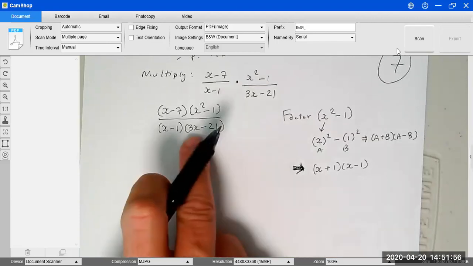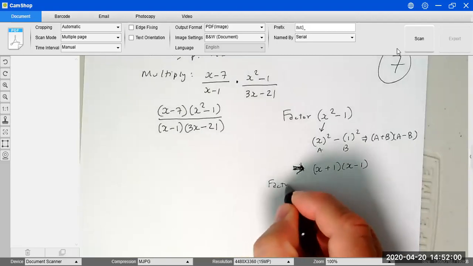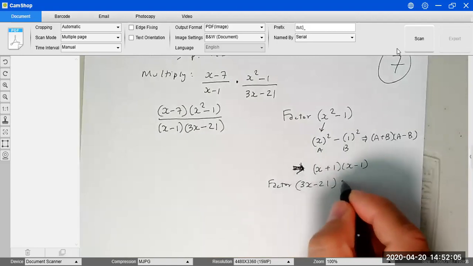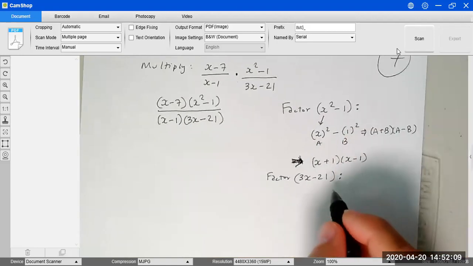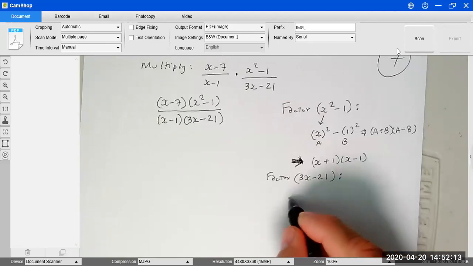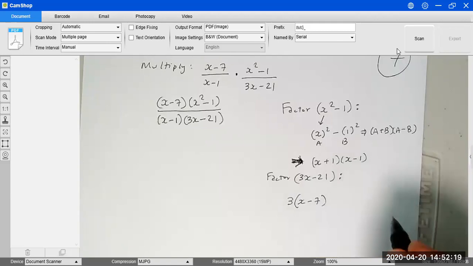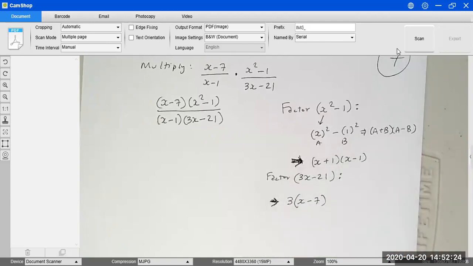Then I have this one here. So I'm going to factor now 3x minus 21. To factor this, you can get the greatest common factor out of this, which is 3, and then you just end up with x minus 7. So that's the other expression that you can factor.